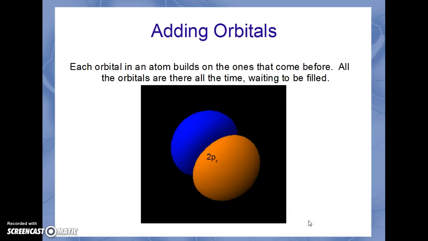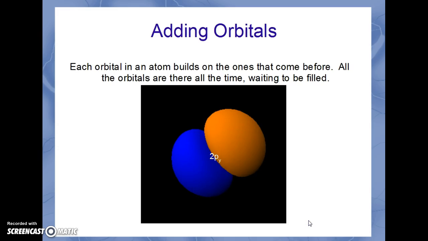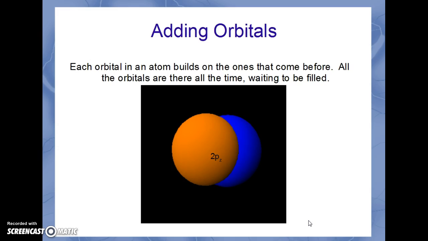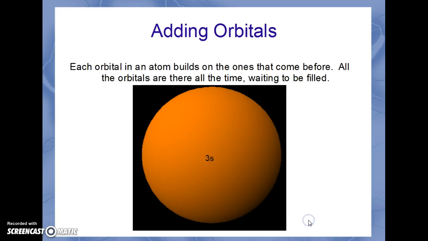Here's the 2px. It'll hold 2 electrons ultimately. Orthogonal to it, the 2py. And coming in and out of the screen, the 2pz. So number 3 of these 2p orbitals is available on the second energy level.